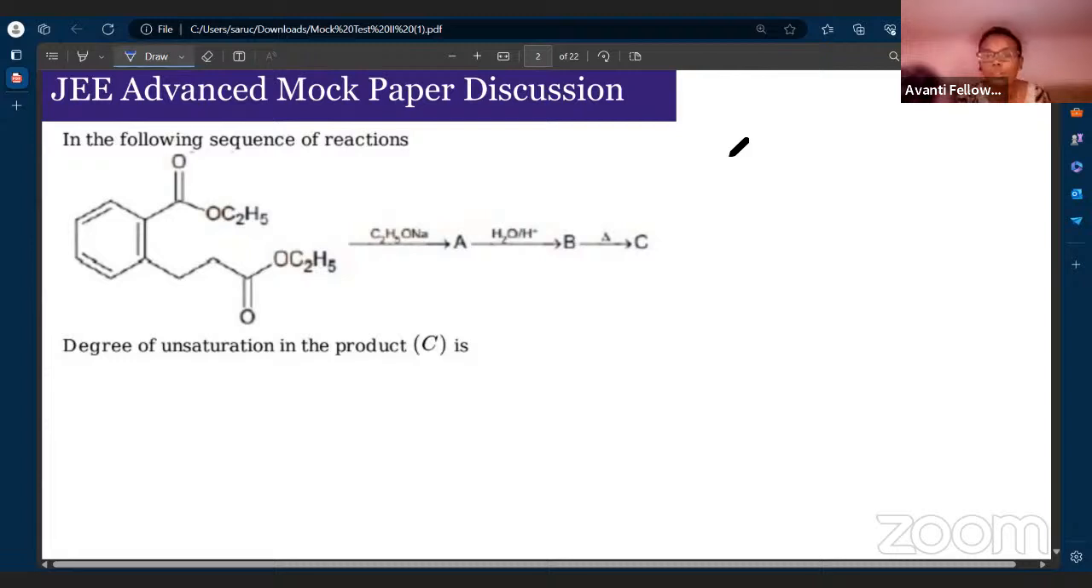How will we calculate the degree of unsaturation? Can you tell me the formula? So degree of unsaturation is equal to 2 times carbon plus 2 plus nitrogen minus number of hydrogen minus number of halogen, divided by 2. This is the formula to calculate the double bond equivalence or degree of unsaturation. First we'll solve the sequence of the reaction.